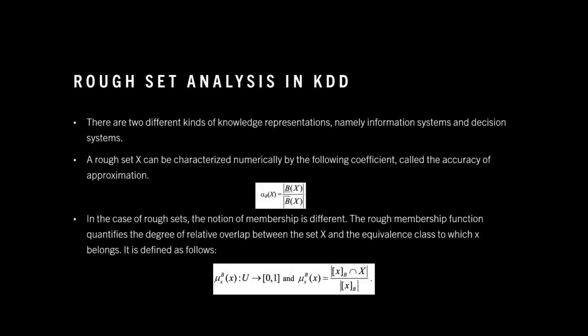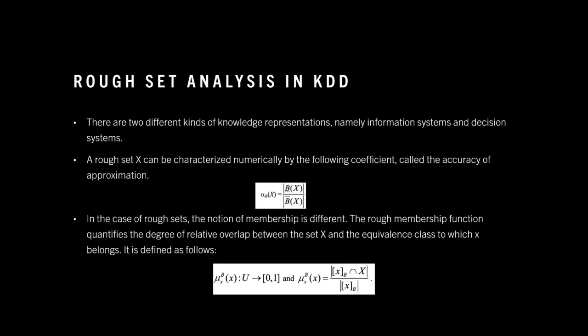A few more details about how this is done. There are two different kinds of knowledge representations as part of the rough set analysis: one being the information systems and two being the decision systems. A rough set can be categorized numerically by the coefficient of accuracy of approximation.